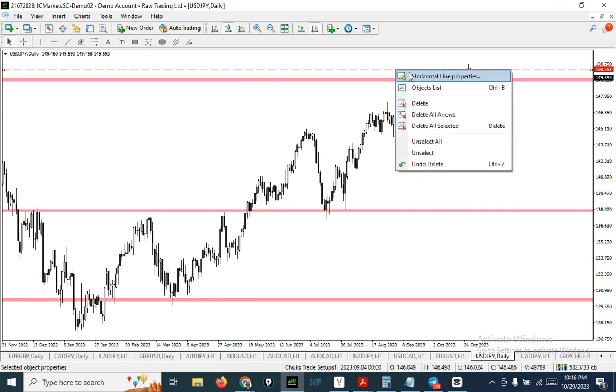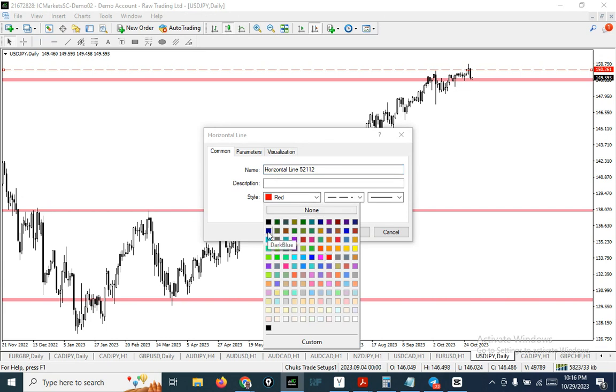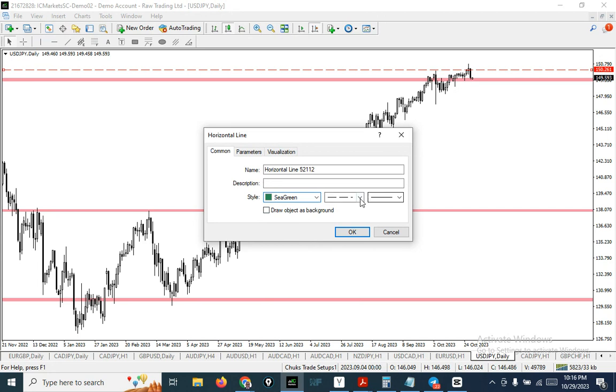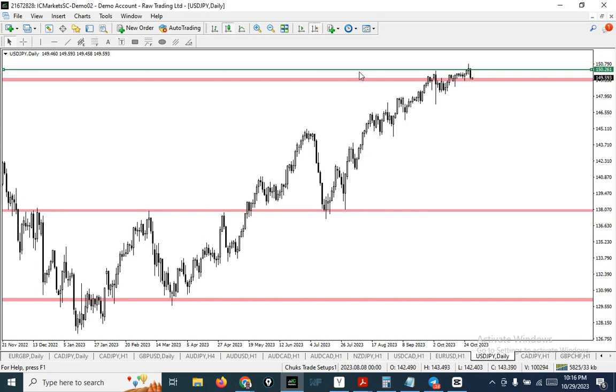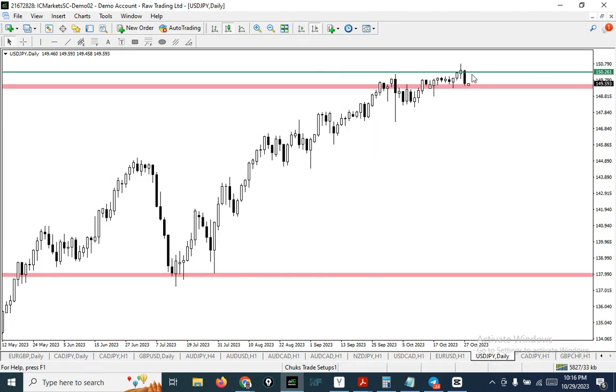So let me change it to another color. All right, let me change it to this green, and possibly make it bold. All right, so okay, fine. That level is very important for me because I've seen how price is reacting off that level.